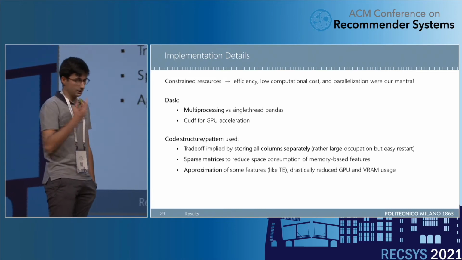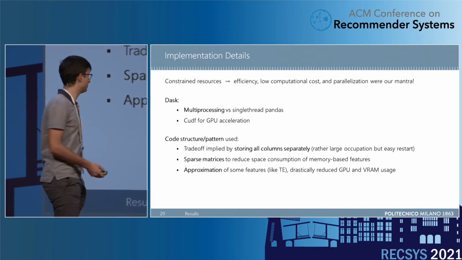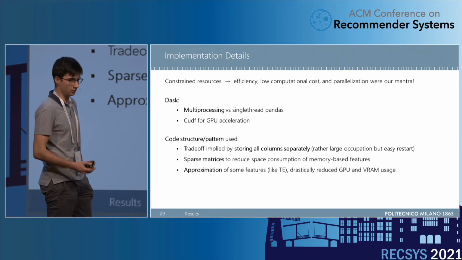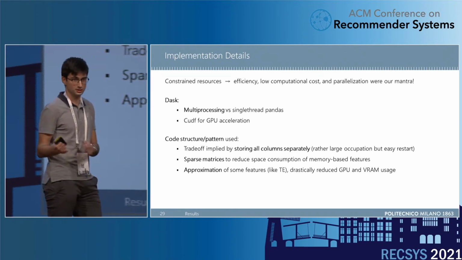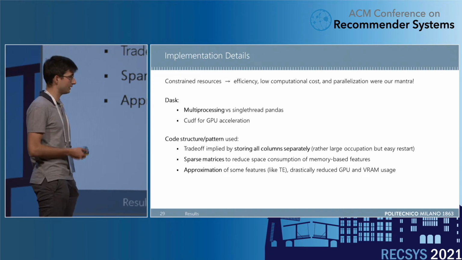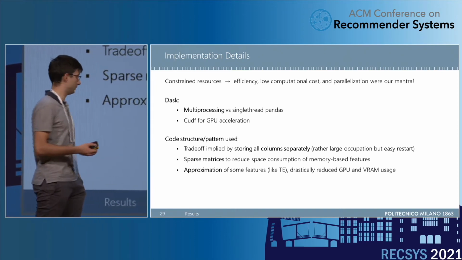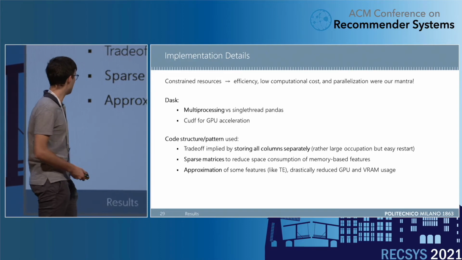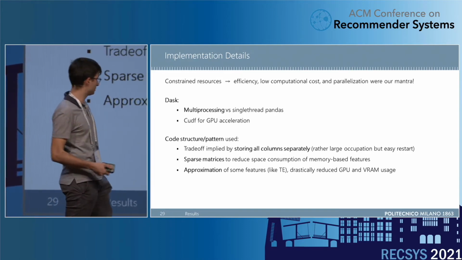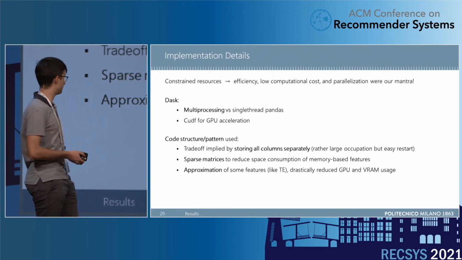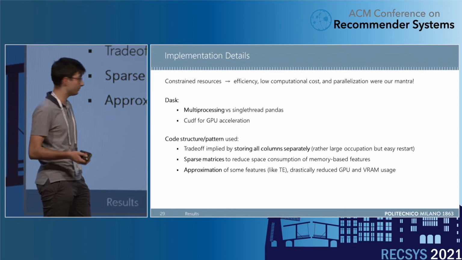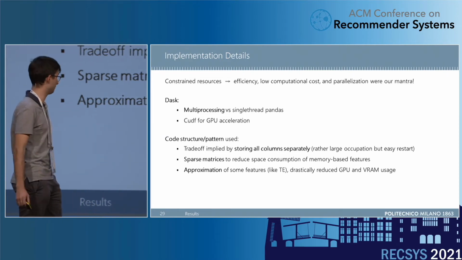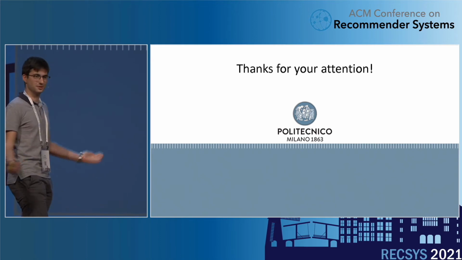And moreover, we adopted a specific code structure that allowed us to store all the columns separately in different files, and also all the Python code needed to process each feature was separated in different files. This allowed us to have a rather robust pipeline, in a sense that there was robustness to errors or failures in the machines. And moreover, the use of sparse matrices and approximations helped us in reducing the space consumption of our pipeline, and also the hardware requirements of our overall procedure. This actually concludes everything we did in this challenge.